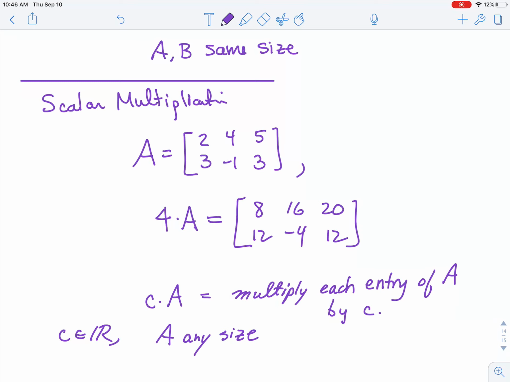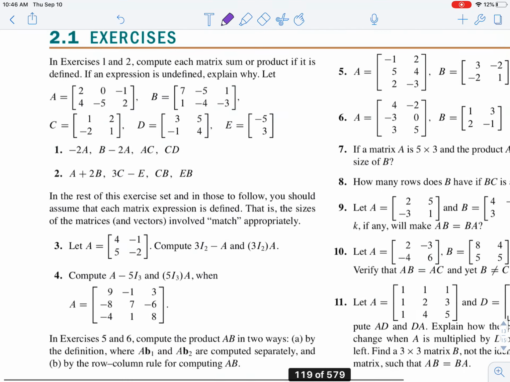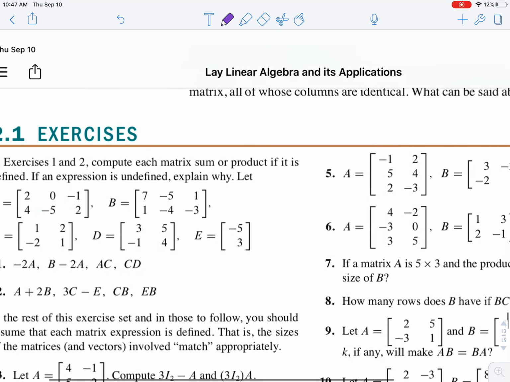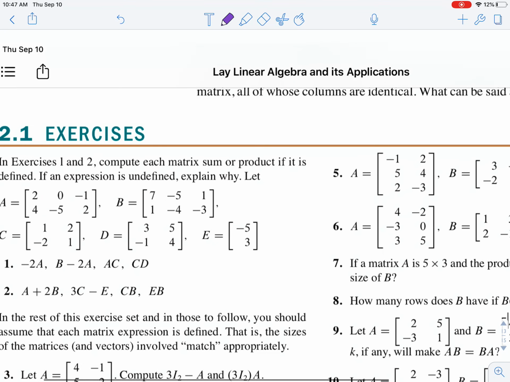Okay. So again, I don't think this is such a surprising thing. If you had to guess what 4 times this matrix was, you would do that. You would multiply each thing. And so let's go back up to our exercises at the top of the page and see which ones we can answer. I think we can look at these 4 parts here. The other parts we're going to deal with later.